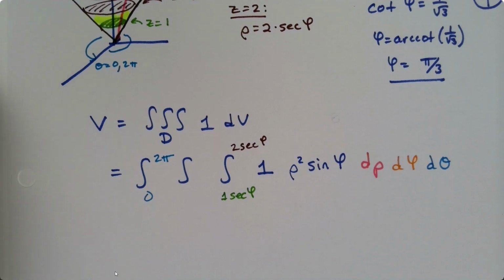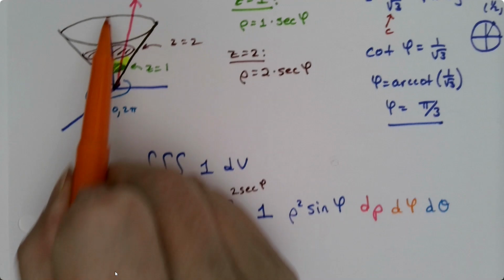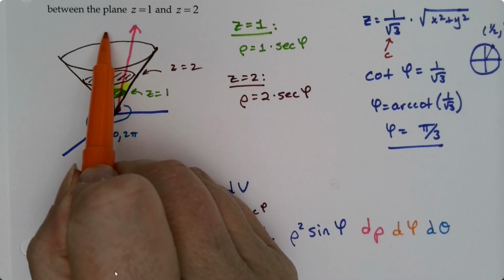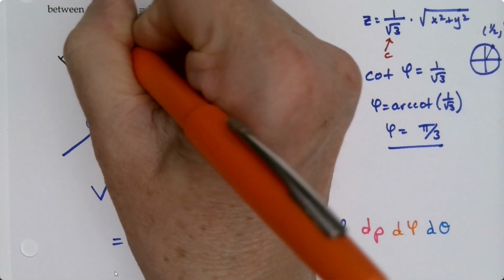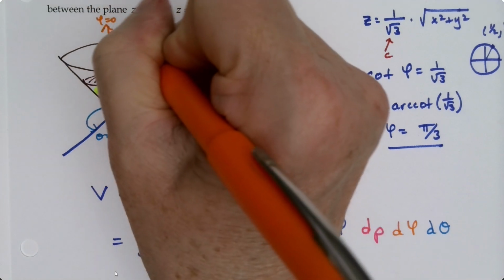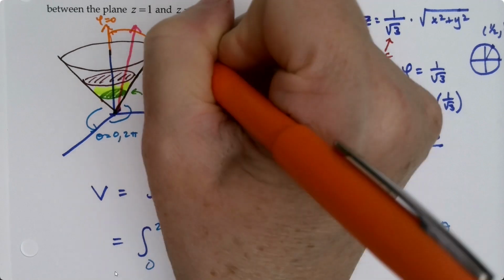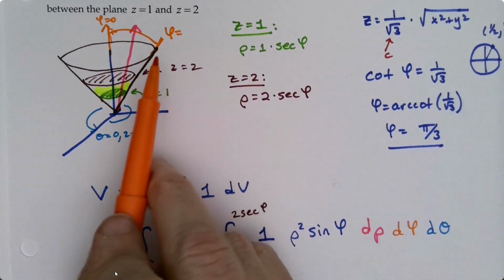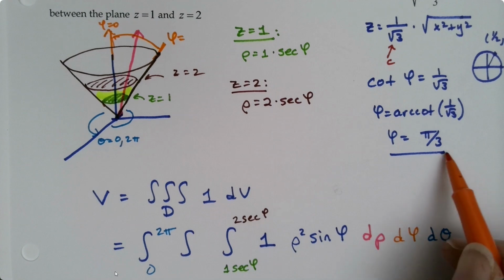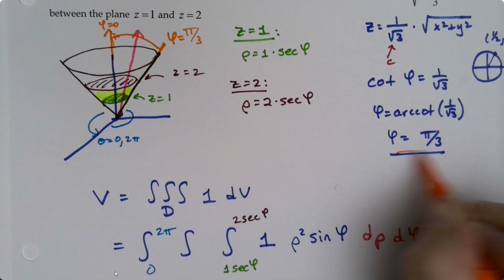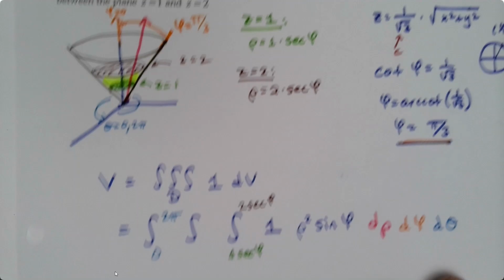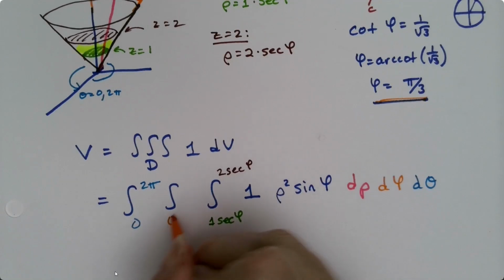And now phi. Phi is going to start straight up at the z-axis, and it's going to tilt over. So we go from here, which is phi equals 0, out to this edge of the cone. But we already figured out where that cone was. It's pi over 3. So we know we're going from 0 to pi over 3.